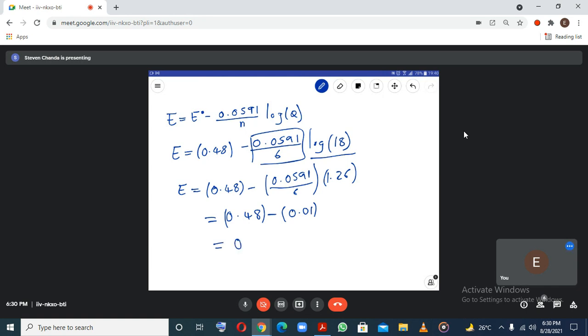And like we had predicted, this is less than the standard, isn't it? Because we had predicted that what we would get would be less than the standard value. So basically, that's how you deal with the Nernst equation, and that's how you deal with these kinds of questions.